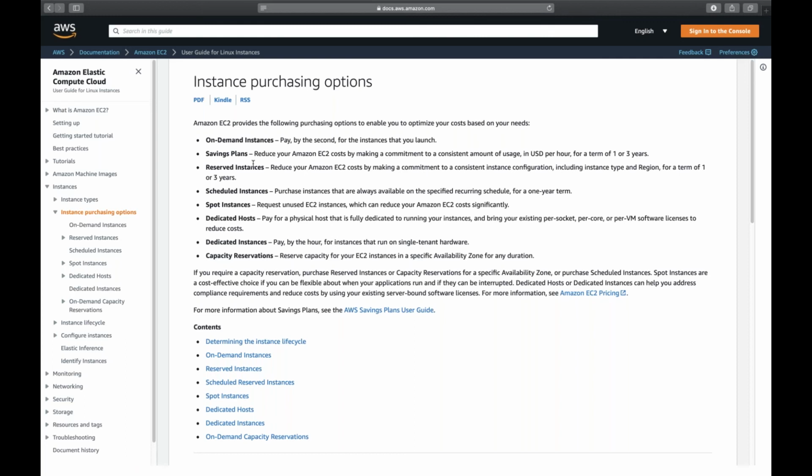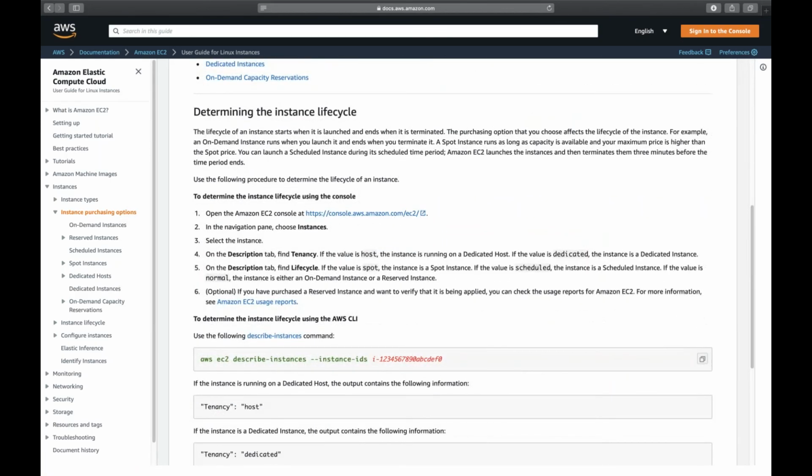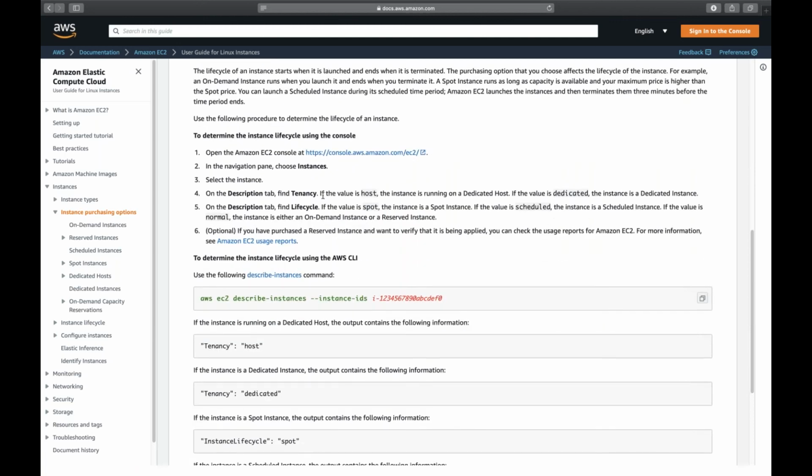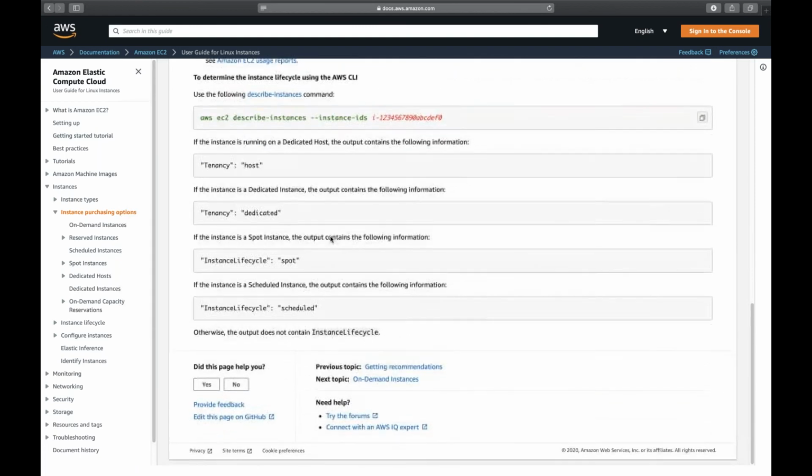Then you have a Spot Instance, which requests unused capacity. Then you have a Dedicated Host. Then you have Dedicated Instances. Then you have a Capacity Reservation. So the life cycle of an instance is from when it starts to when it is terminated. To determine the instance life cycle, you can check it in this way.